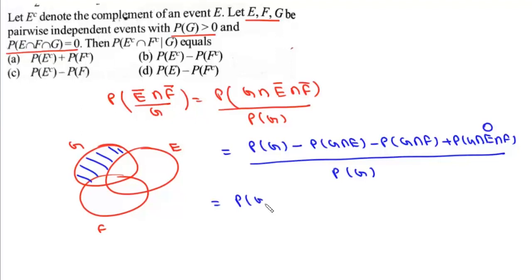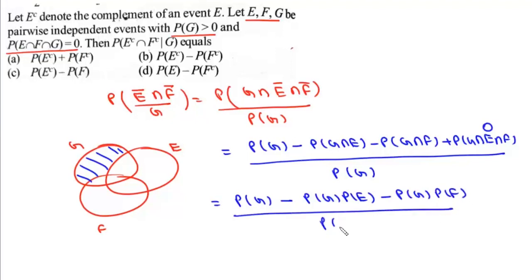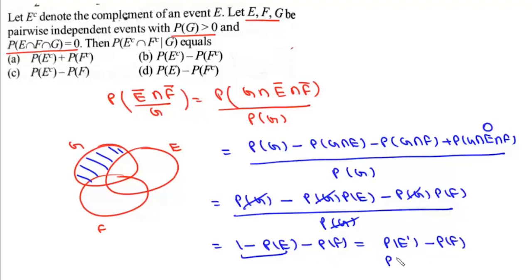Now we can write this as the probability of G. Since E, F and G are pairwise independent, we can write this as the probability of G into the probability of E minus the probability of G into the probability of F, divided by the probability of G. Now this probability of G will cancel, so we can write this as 1 minus the probability of E minus the probability of F. Now we can write this as either PE dash minus PF or PF dash minus PE. So it will be this option C.